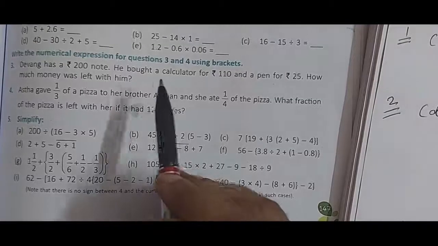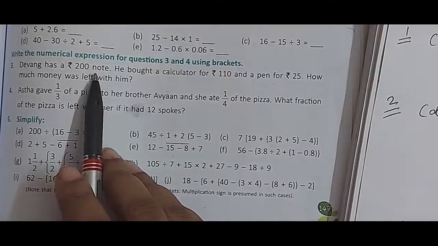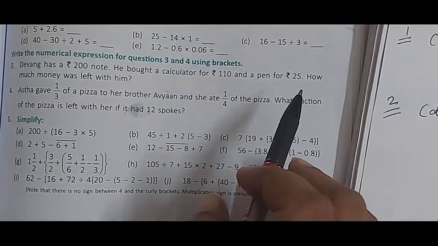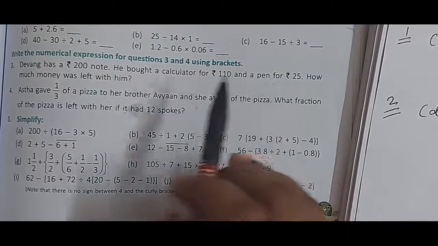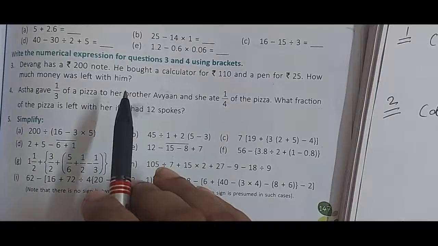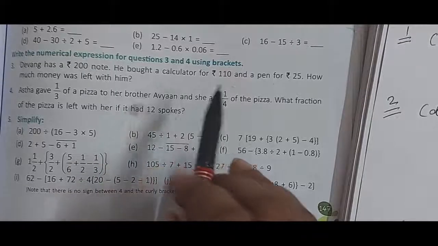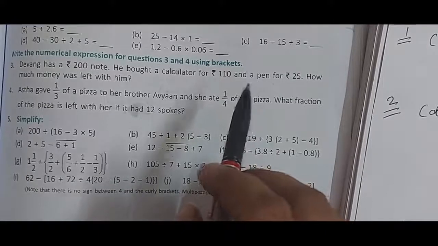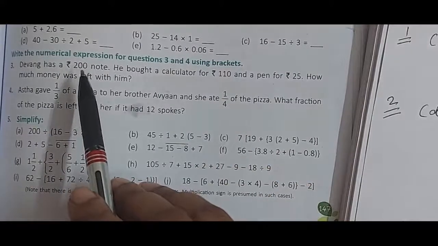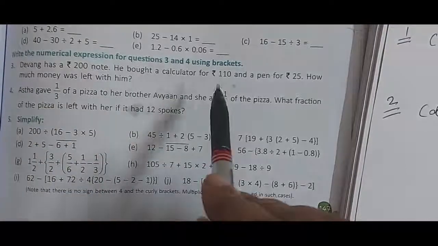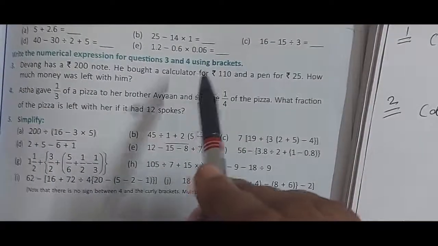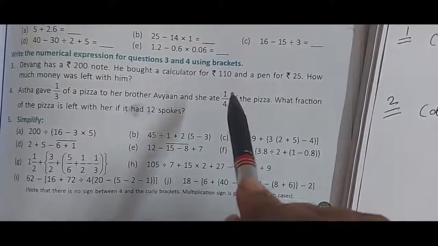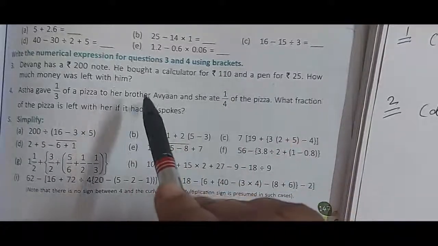Now just look at the next question. Devang has a rupees 200 note. He bought a calculator for rupees 110 and a pen for rupees 25. How much money was left with him? So here the cost of the calculator and the cost of the pen, these both are expenditures. 200 rupees he was having initially. From this you have to subtract the sum of the price of the calculator and pen. After that, whatever answer you get, that will be the money which was left with him.